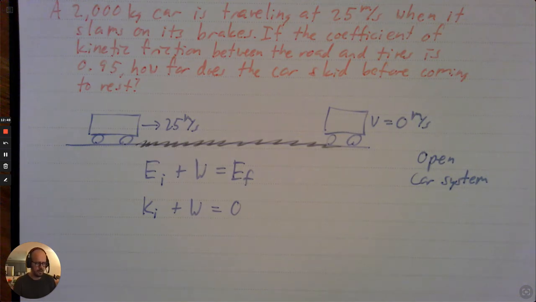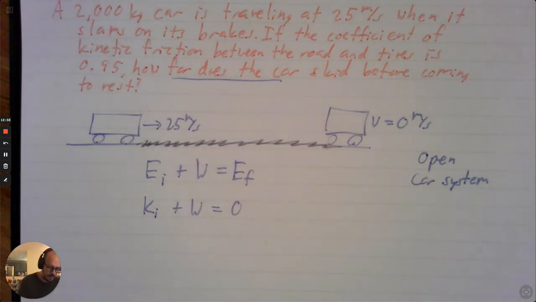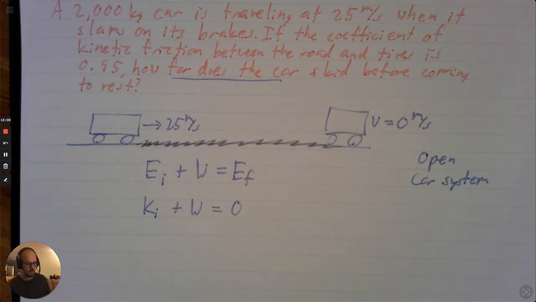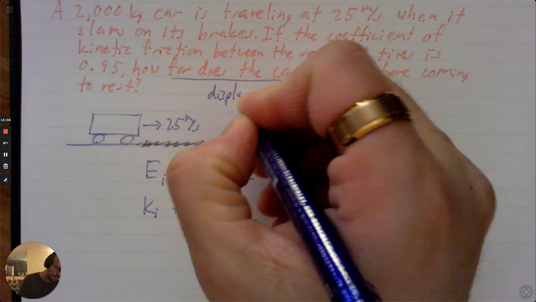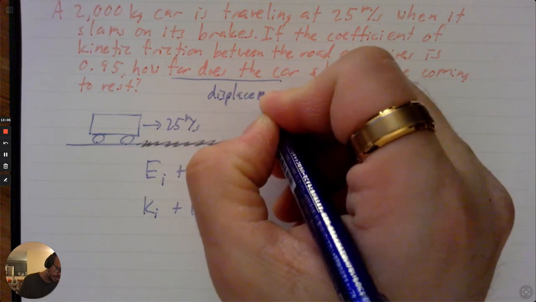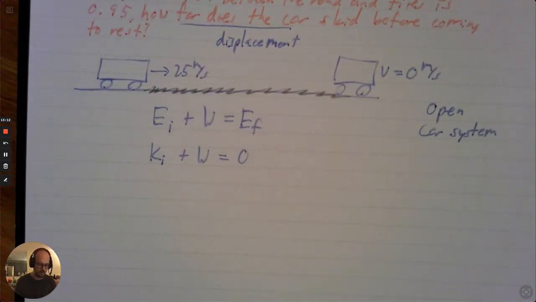So great, maybe I don't even know what I'm solving for at this point in time. But I'll read the problem again. And it says, how far does the car skid before coming to rest? So I am solving for displacement, which is squirreled away in the work equation. So let me do a little bit of rearranging, and then we can work with friction a little bit.